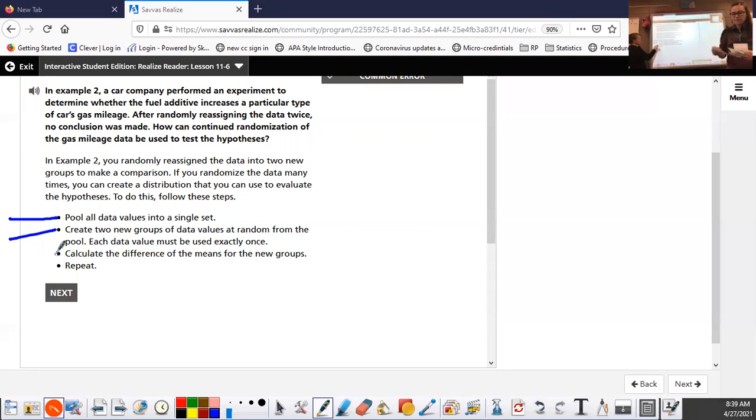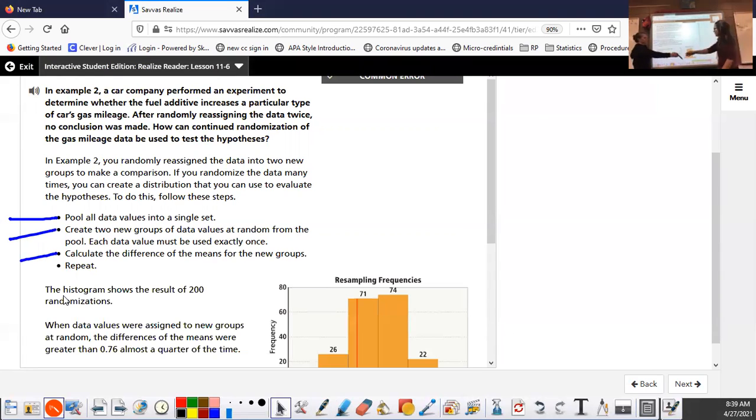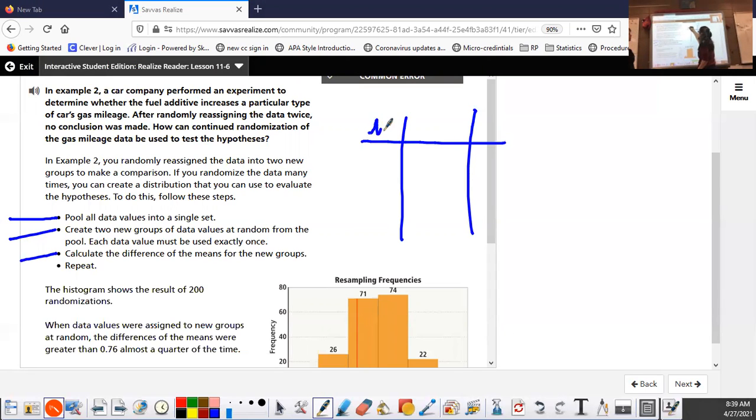Calculate the difference of means for the two new groups, which is what you did in example 2, and then record it. I made a table to say, okay, here is my new group 1, my new group 2, and their means. Then we found the difference, and we made a quick little table, and we did it a couple times to get the hang of it.